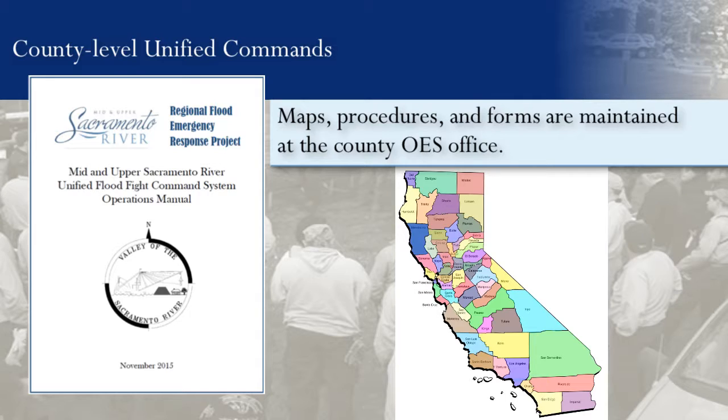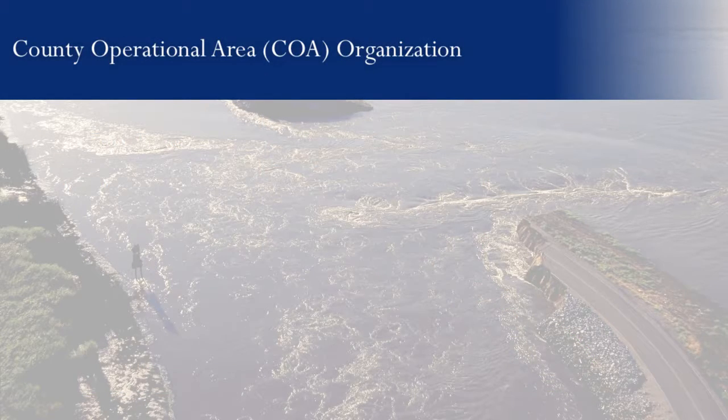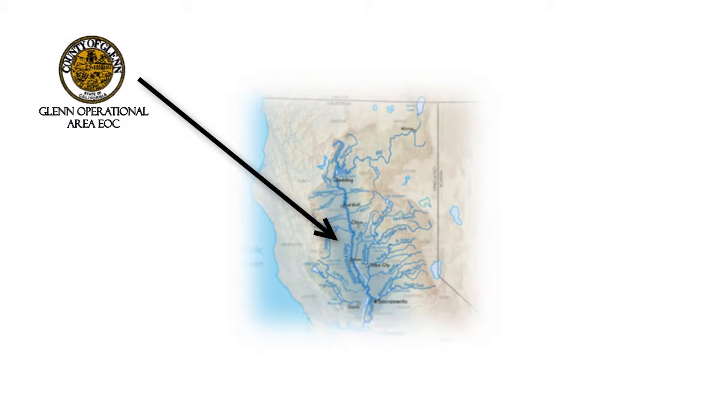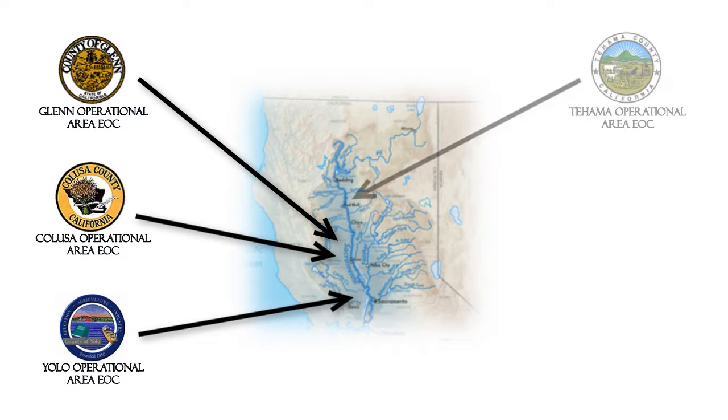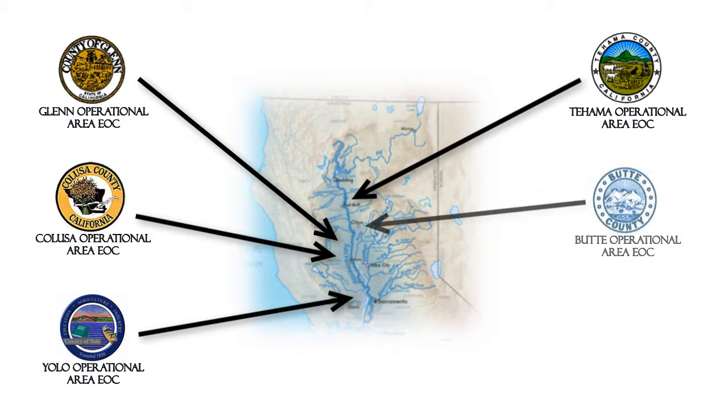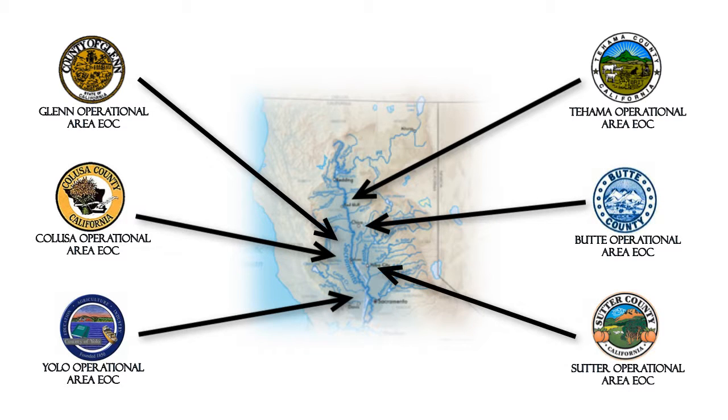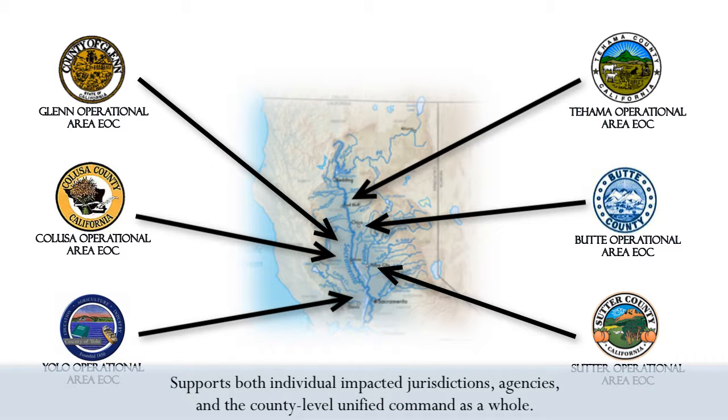The second regional coordination system is the County Operational Area Organization. Each county OES office manages this interagency coordination process from its Emergency Operations Center on behalf of its political subdivisions. The Operational Area Coordination process supports both individual impacted jurisdictions and agencies and the county-level unified command as a whole.